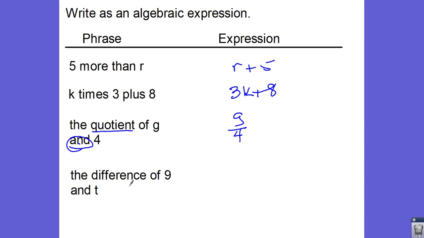Okay, the difference of 9 and T. Again, difference means that I'm subtracting, and the and tells me where I'm going to put the subtraction sign.